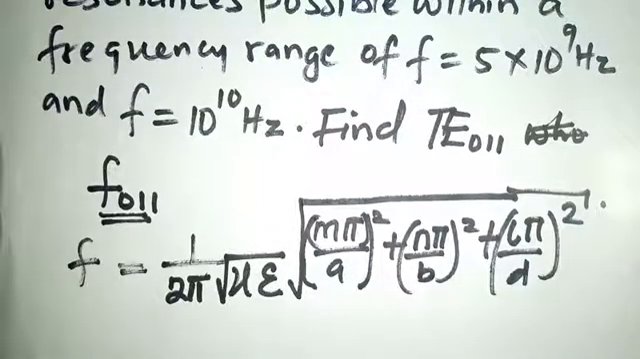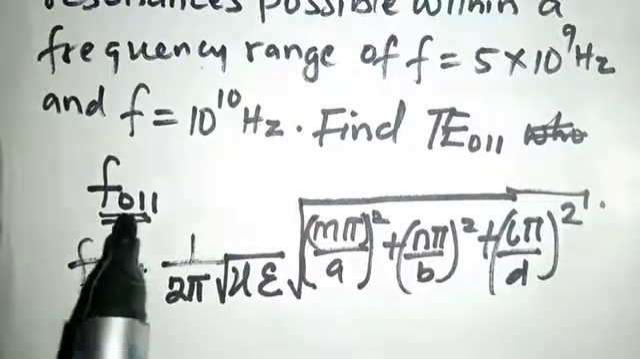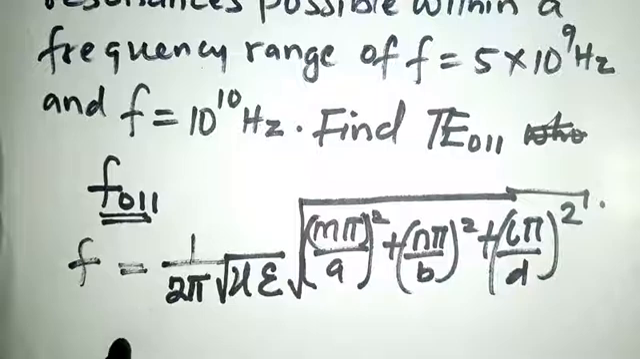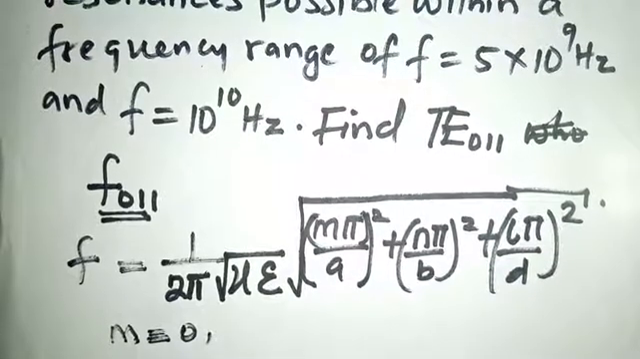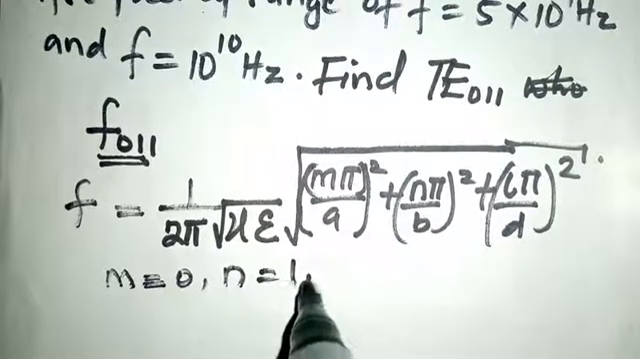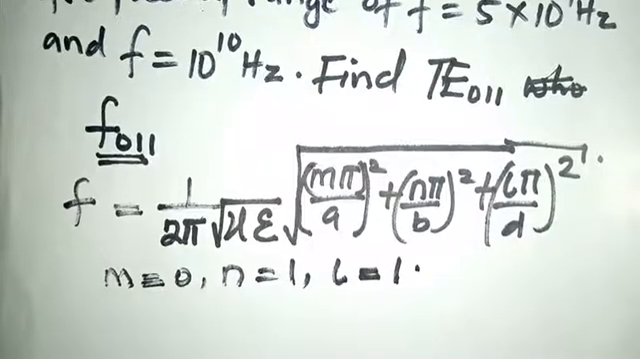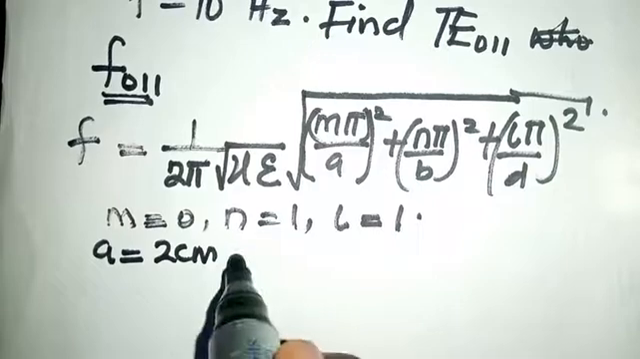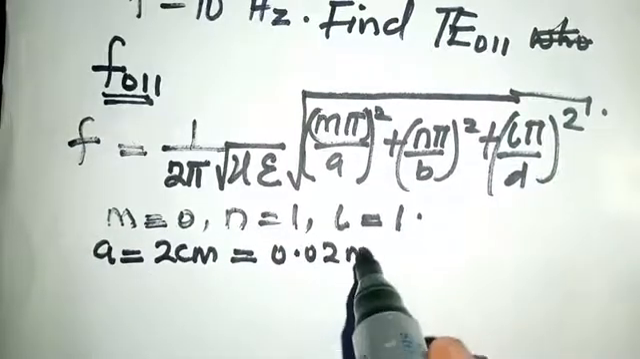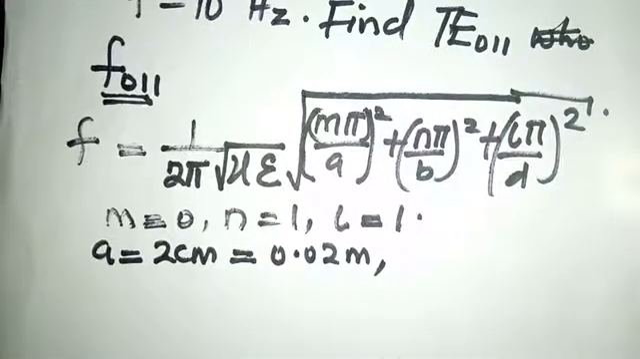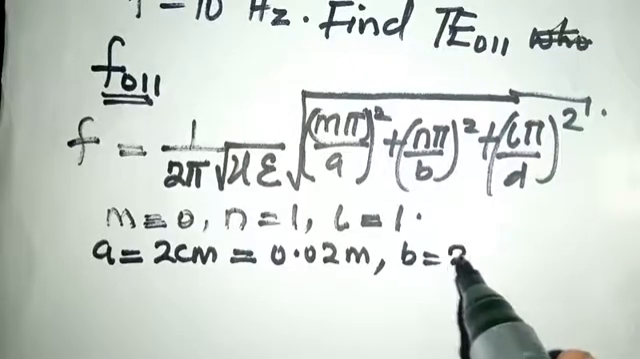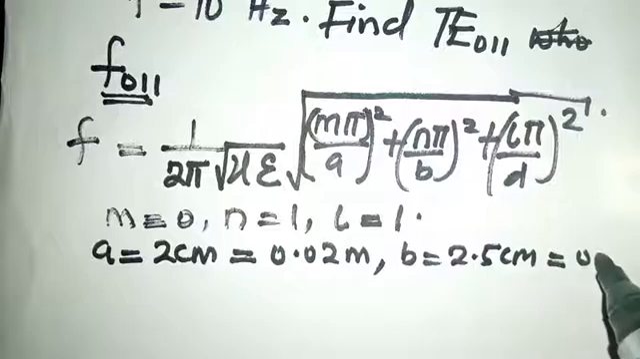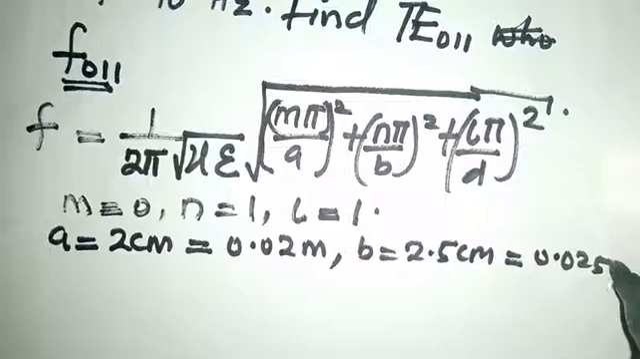We are not going to go into the details. Our concern here will be to do justice to this calculation question that was given, so at this point let us start based on the 011 mode which was given. Then m is 0, n is 1, and l is 1. Also remember that you were given a to be 2 centimeters, which is 0.02 meters. You have to convert it to meters. You're not working with centimeters. Then b is 2.5 cm, which will be 0.025 meters.